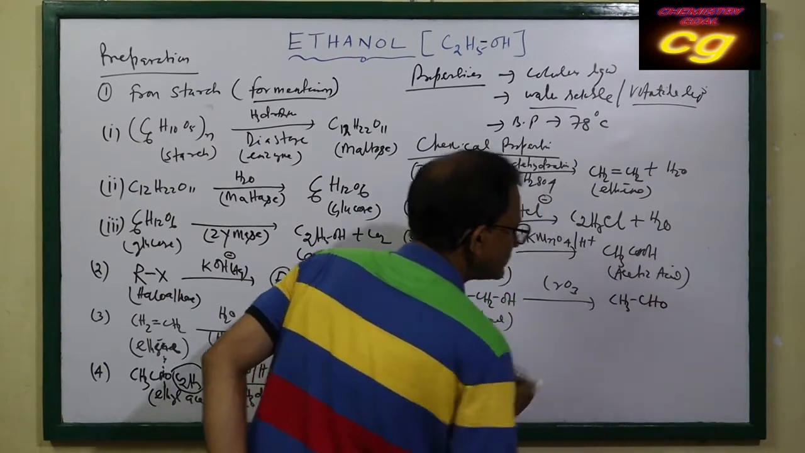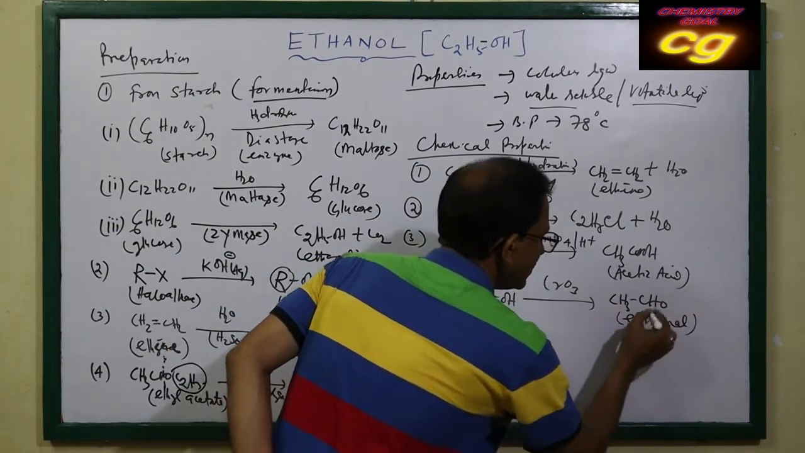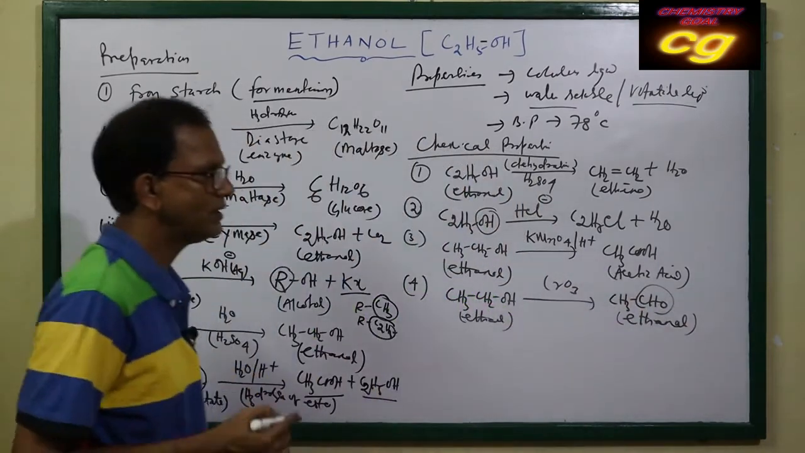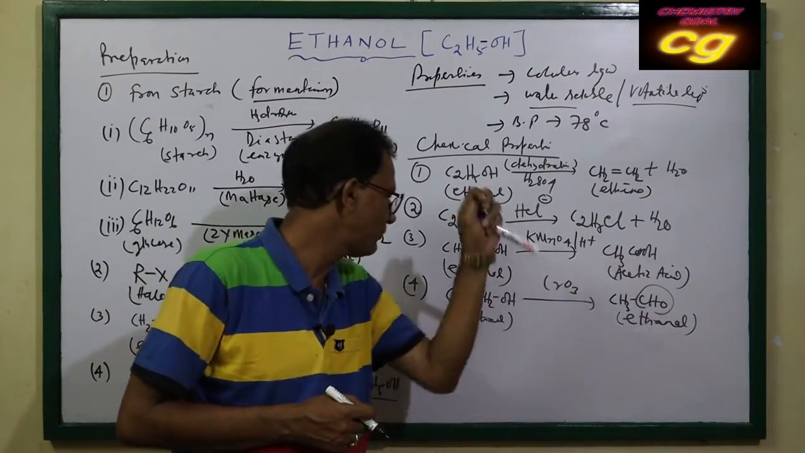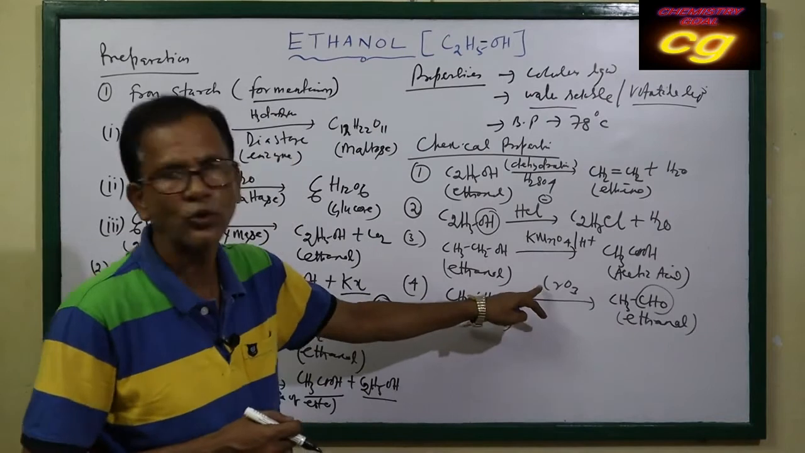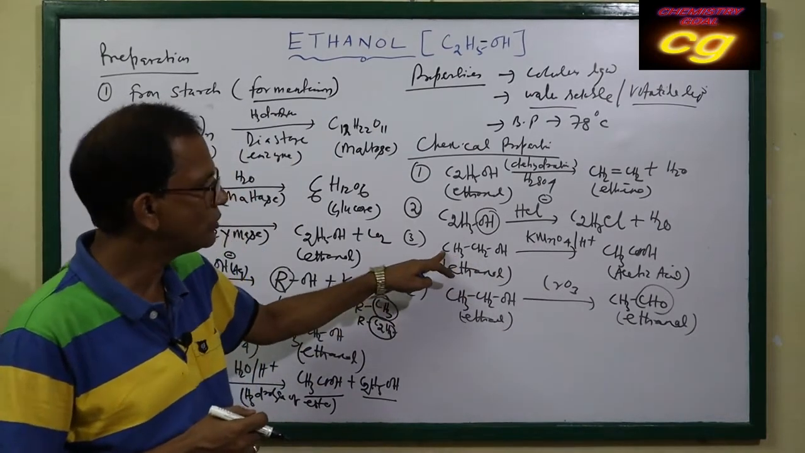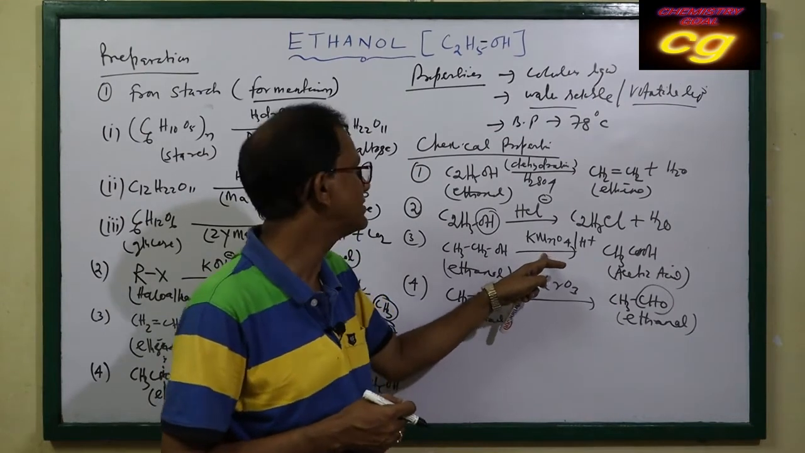CH3CHO. Ethanol. Already you know, ethanol contains an aldehyde group, and acid contains a COOH group. So alcohol converts to aldehyde using chromium oxides. Alcohol converts to acid using potassium permanganate. You have to remember like this.